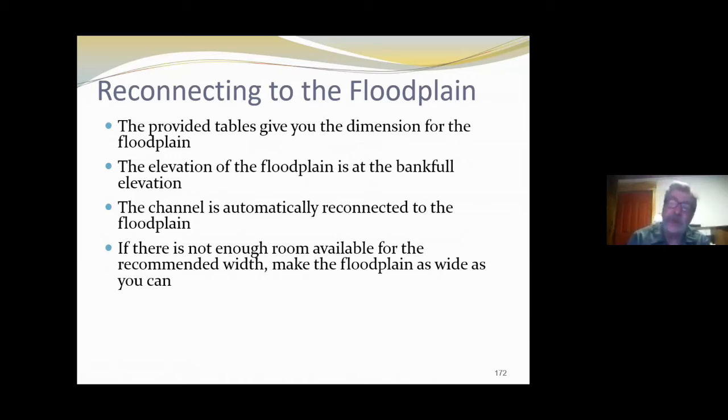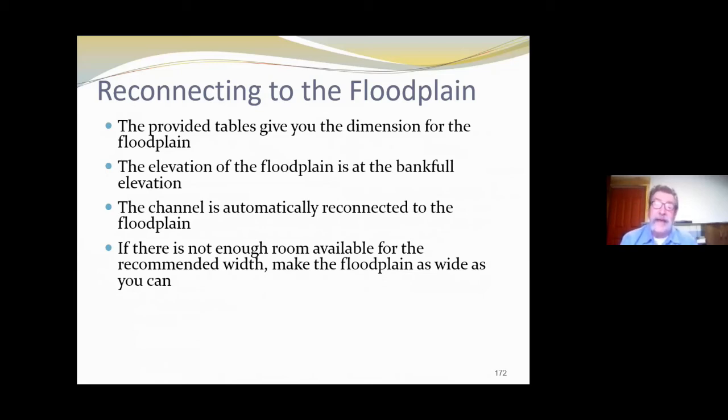And then once you start at that floodplain elevation with reconstructing your channel or putting your channel back into that disturbed reach, you've automatically reconnected that channel to the floodplain. So again, that's why we start at that elevation. And again, as I mentioned, make that floodplain as wide as you can to get close to those recommended widths.